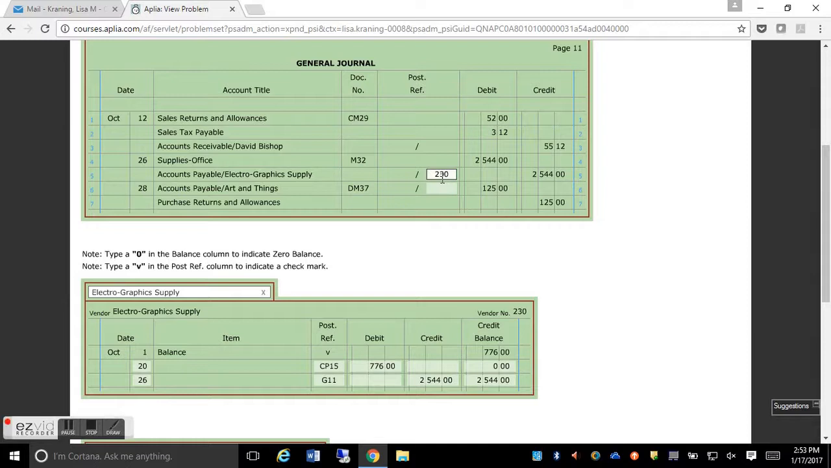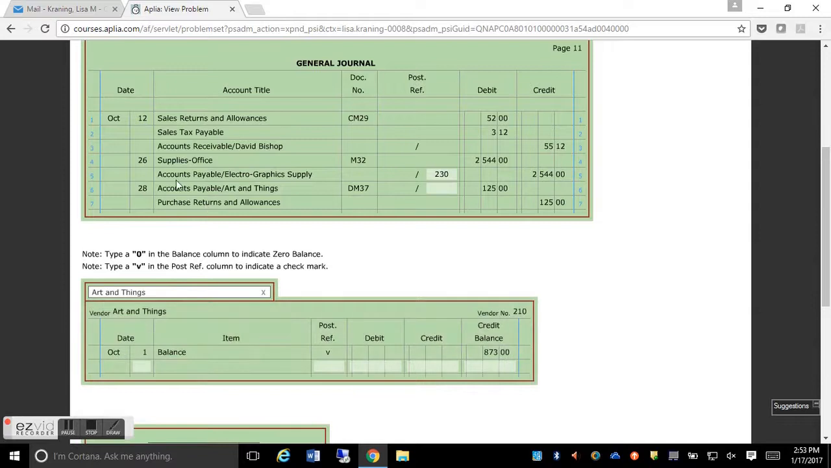It also said in instruction number 4 to do the general journal entry for Arts and Things. So we will come here, find Arts and Things. We will look right here. The date is the 28th. Once again, it's coming from the general journal, page 11, so it is G11.